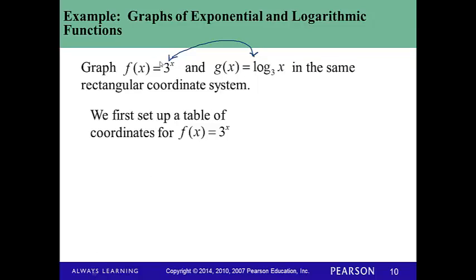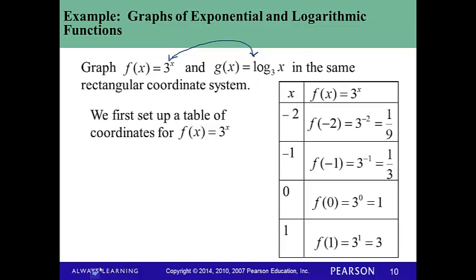So the first thing you're going to do is graph f of x equals 3 to the x power. And remember, all we do is pick some x values, plug them into our function, and we get our y values. So we have the points (-2, 1/9), (-1, 1/3), (0, 1), and (1, 3).